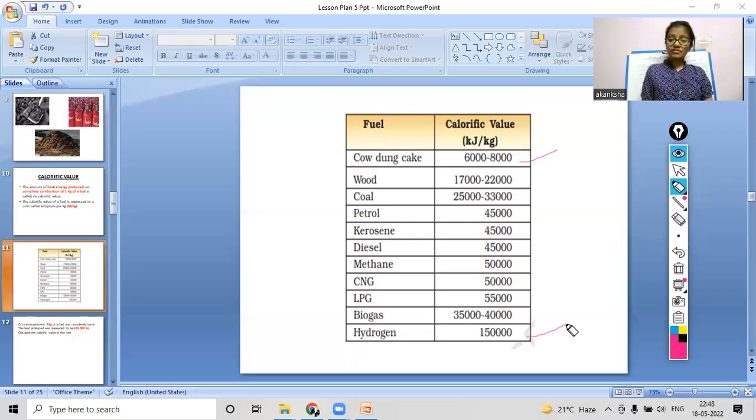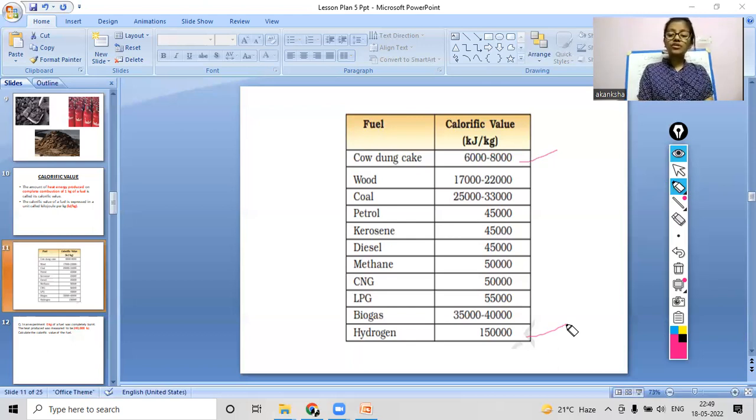CNG also has a very high amount. Hydrogen has the highest, but we cannot use hydrogen as it is very unstable. It is usually used in industries or in labs. But for home purposes, we can use LPG because it has a stable calorific value to use. That's why we are using LPG, right?